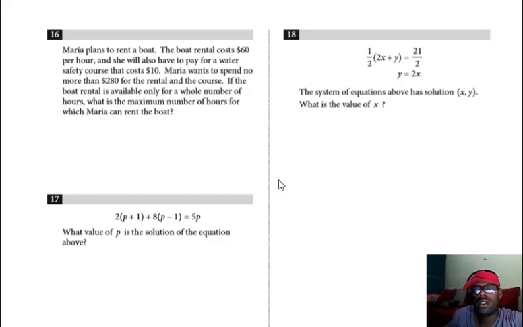Like the others, this goes from easy to hard, almost like all SAT parts. So Maria plans to rent a boat. The total rental cost is $60 per hour, and she will also have to pay for a water safety course that costs $10. This is fixed. This is not fixed. Okay, this is kind of a rate. Alright, so Maria wants to spend no more than $280 for the rental and the course combination. If the boat rental is available only for a whole number of hours, what's the maximum number of hours?